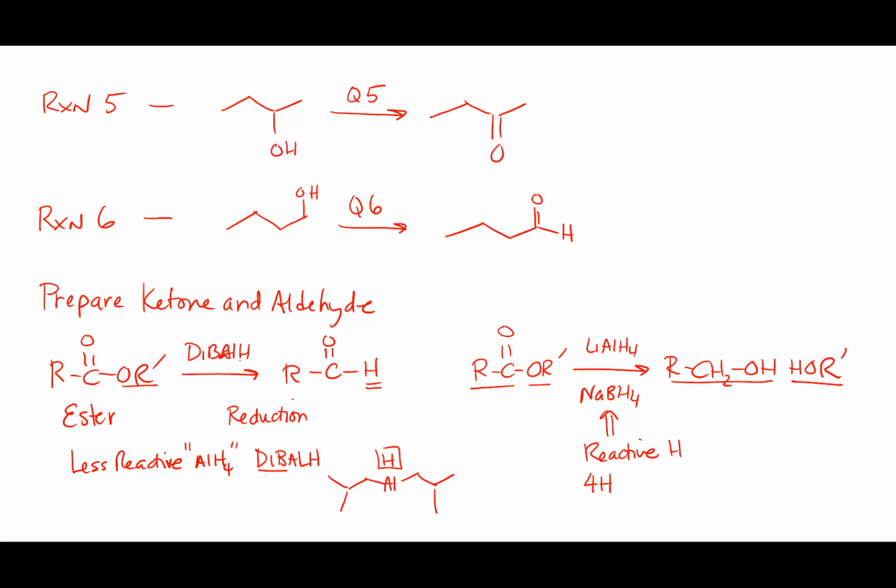Right. So that's one way to make an aldehyde from an ester, is to use a less reactive aluminum hydride, which is going to be Dibal. Okay. Another reaction that you can do to make, in this case, a ketone, is to take our nitrile that we just learned about as a carboxylic acid derivative molecule, and what we can do is add to that another R group in the form of a Grignard reagent.